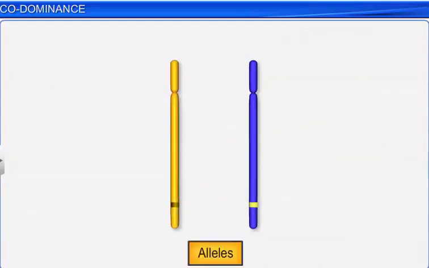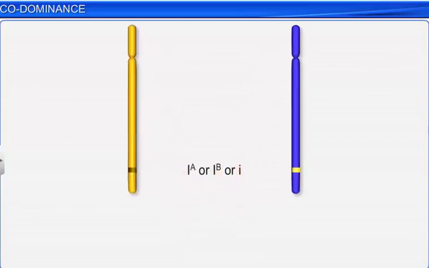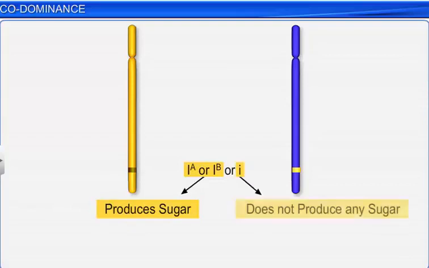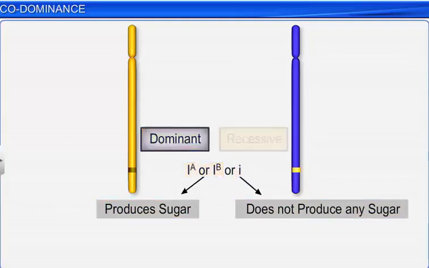This gene has three different alleles, namely IA, IB, and small i. Of these, alleles IA and IB produce sugars that are slightly different from each other, while the allele small i doesn't produce any sugar. Here, the alleles IA and IB are completely dominant over allele small i.